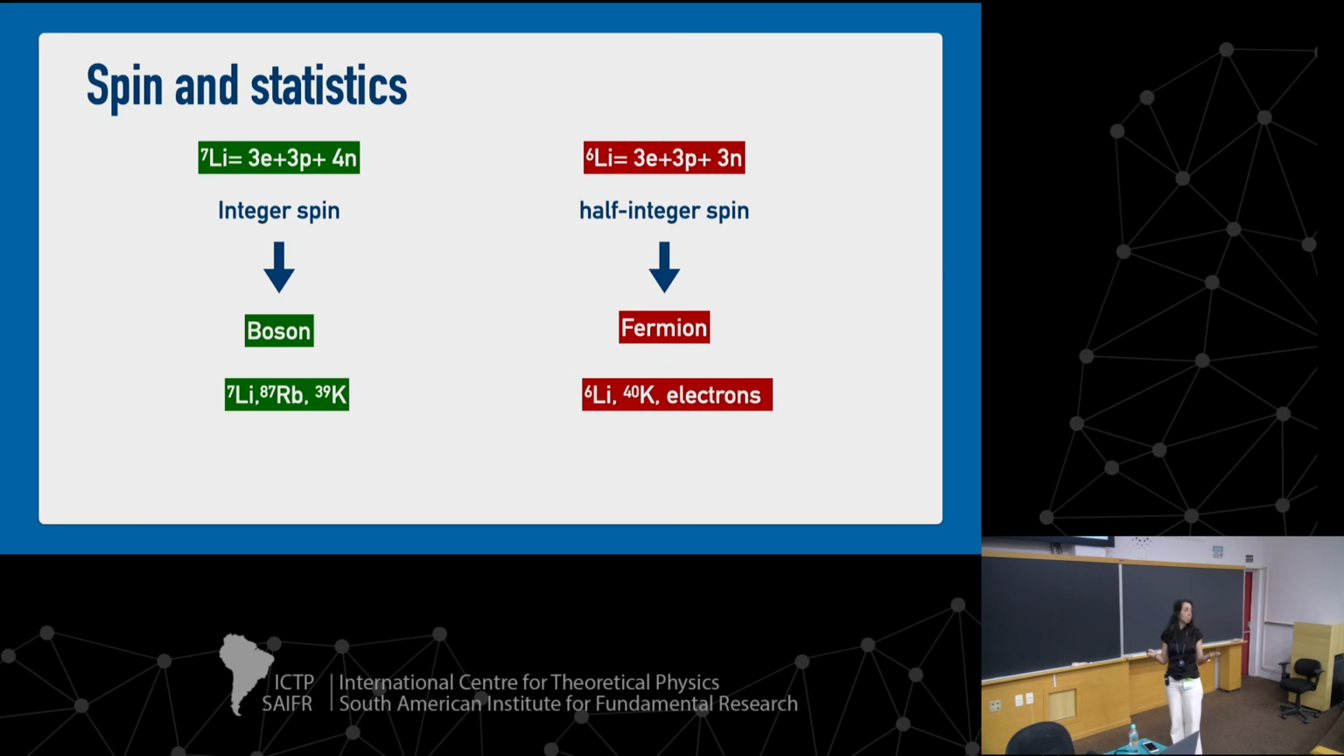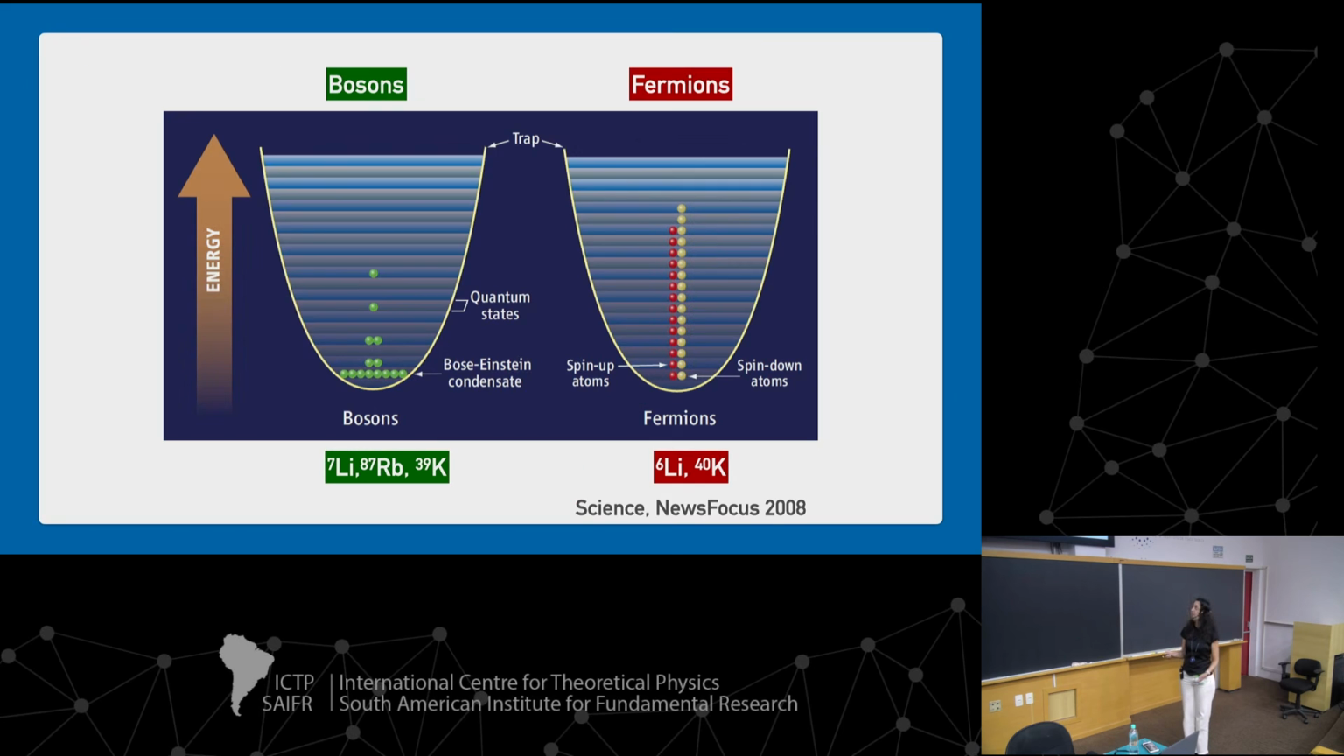And in most of the experiments, lithium-7, rubidium-87, and potassium-39 are the most common bosons trapped and studied. As for the fermions, lithium-6 and potassium-40 are the ones that are more studied, and of course they are as fermionic as an electron, and this is going to come up in a bit. So being a fermion, you have to obey the Pauli exclusion principle, and this makes life very different.